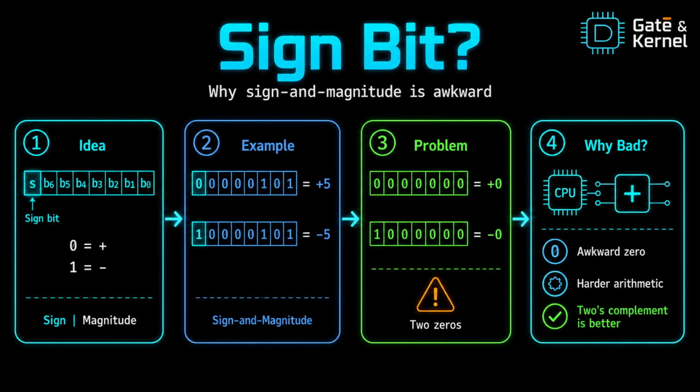It looks simple, but it creates problems. The biggest example is 0. We would have both positive 0 and negative 0. Arithmetic hardware also becomes more complicated because positive and negative values need different treatment. 2's complement avoids these problems.